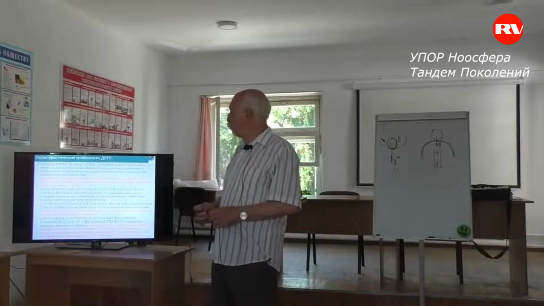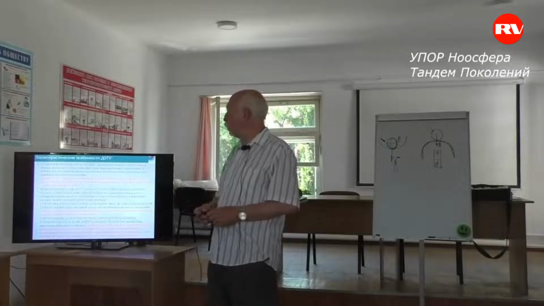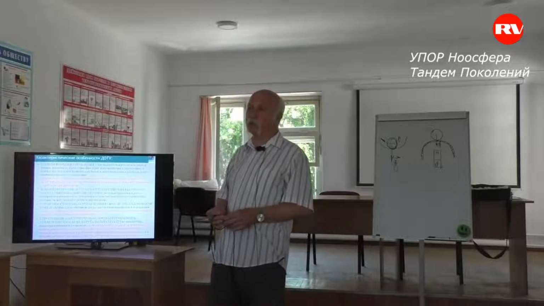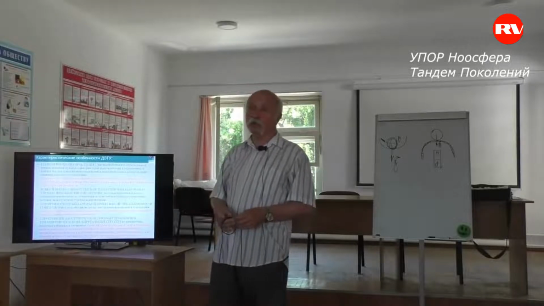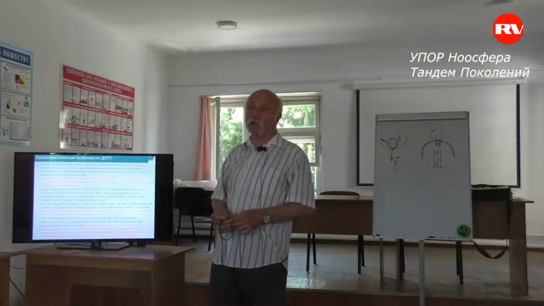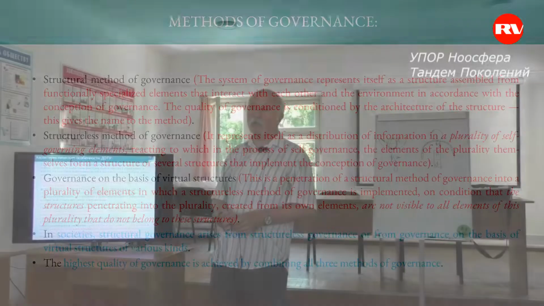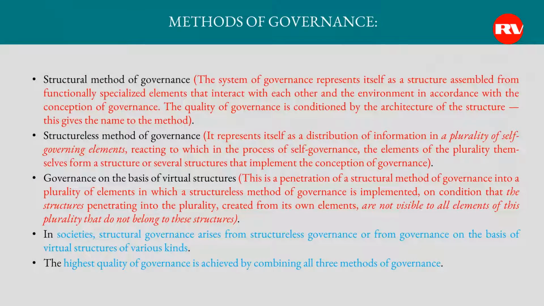Further, in the sufficiently general theory of governance, the concept of three methods of governance is introduced. Well, the structural method of governance is very understandable for everyone. A structure is a system of governance. It consists of a set of functionally specialized elements. They are connected to each other by channels of informational exchange, energy exchange, and everything else. And the system functions in a certain way so as to provide the desired governance.